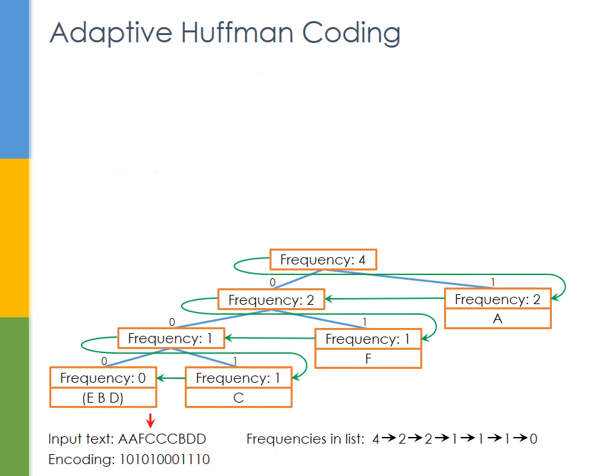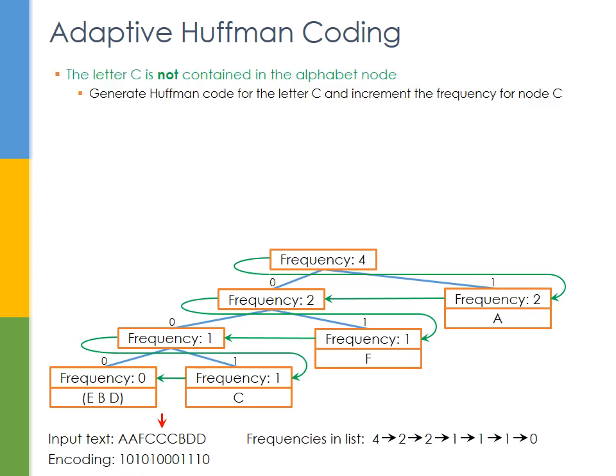So now we can move on to the fifth letter of our input text, namely the second C, as we've indicated over there. So again, we need to check our alphabet node, and we see that at this point C is not contained in the alphabet node. In other words, the letter C is contained in another node within our Huffman coding tree. All right, so we then need to generate a Huffman code for the letter C in the usual way, exactly as we've done before with the standard Huffman coding algorithm.